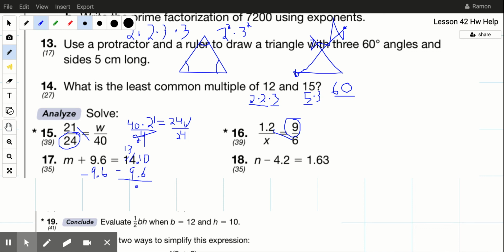For 18, instead of subtracting, we're going to go ahead and add, because adding is what all the cool kids do. 4.2.